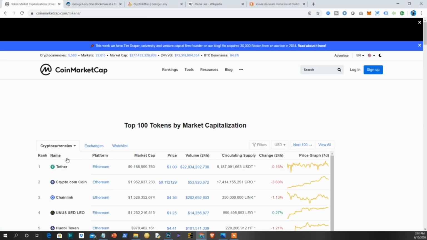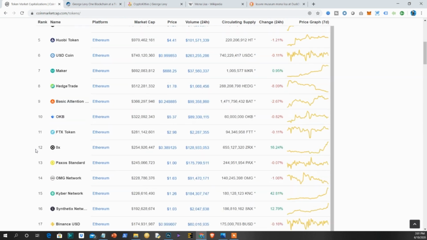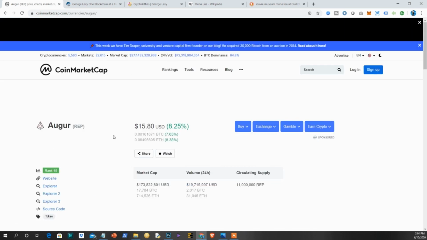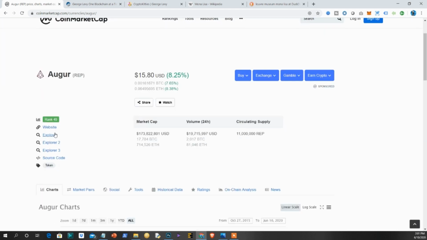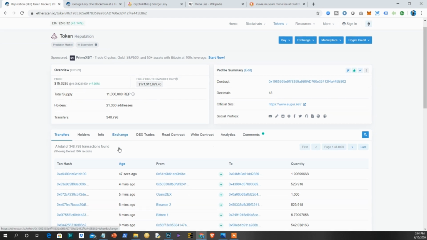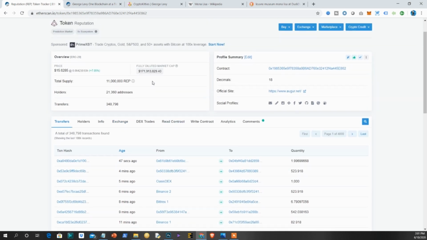Now, if you go through these, you'll find that a lot of these specific tokens, Augur, for instance, is a very popular ERC-20 token, and you can actually see how they are traded around. It's an ERC-20 token, and you can see the volume of this. Right now, the market cap for the ERC-20 tokens that constitute Augur is actually $171,913,829. And they constantly move around.